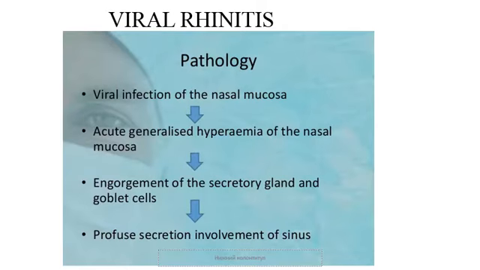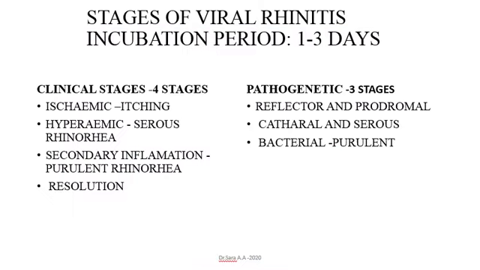The pathology of the viral rhinitis: the viral infection of the nasal mucosa leads to acute generalized hyperemia of the nasal mucosa, and it leads to engorgement of the secretory glands and goblet cells and profuse secretion. Involvement of the sinuses may happen. Stages of viral rhinitis: the incubation period lasts just 1-3 days. There are 4 clinical stages of viral rhinitis, and there are 3 pathogenetic stages of viral rhinitis.